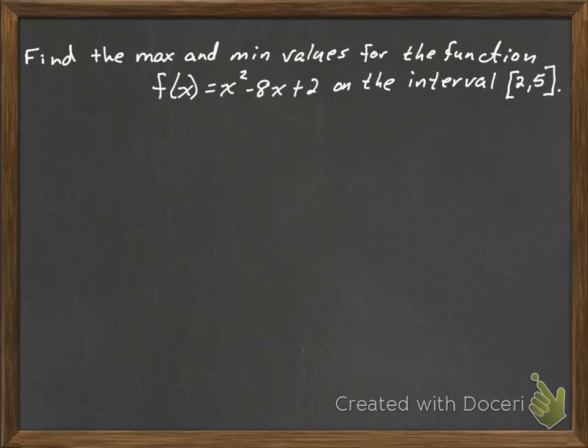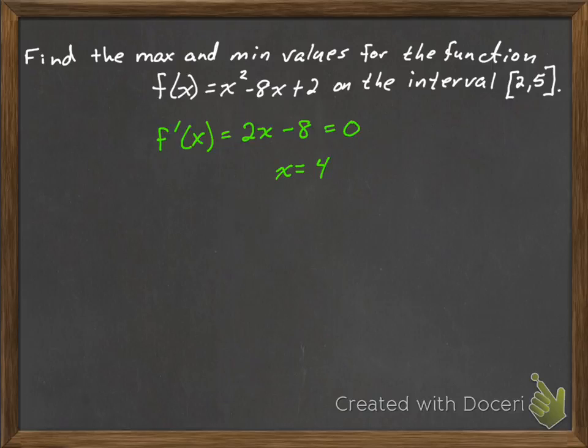All right, so what we need to do then is first find the derivative. So f prime is equal to 2x minus 8. To find the critical points, we set the derivative equal to 0 and solve for x. So adding 8 and then dividing by 2 is going to give us x is equal to 4.